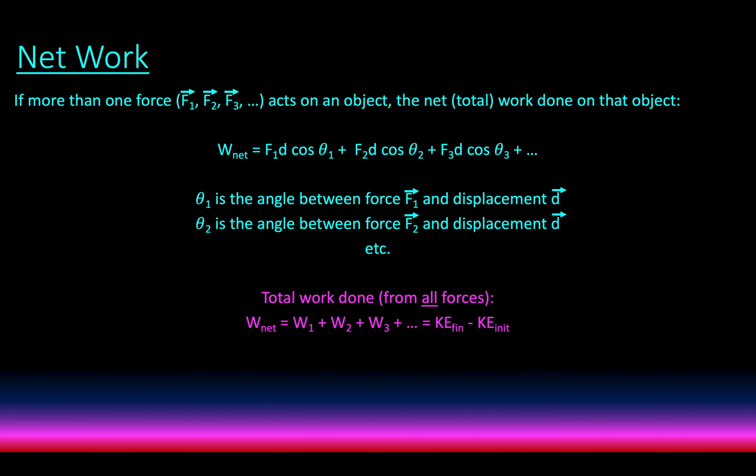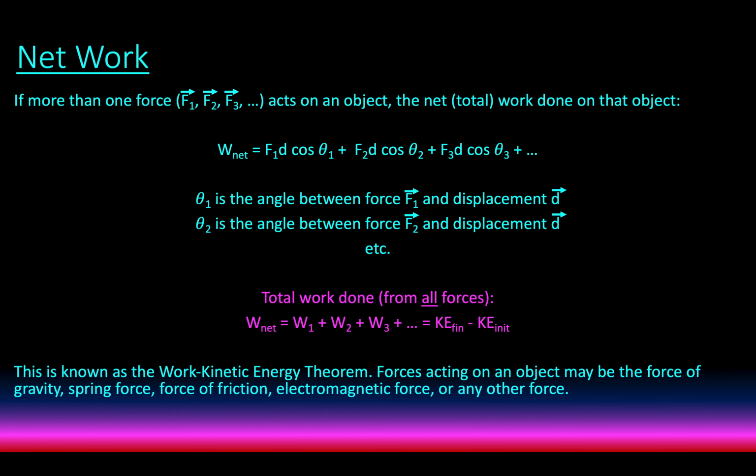Now, an object itself can only have one speed at a given time. Therefore, an object can only have one kinetic energy at any given time. And the total work done by all the forces acting on an object is the change in the object's kinetic energy. And this is known as the work kinetic energy theorem. This equation is going to be very useful in this chapter. We'll be seeing it a fair amount, and it could make some problems really easy to solve.